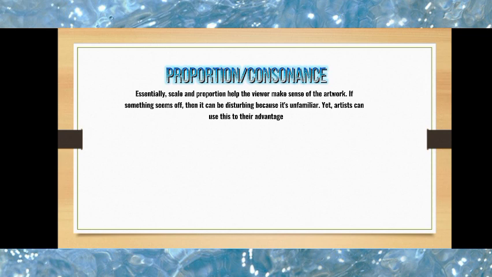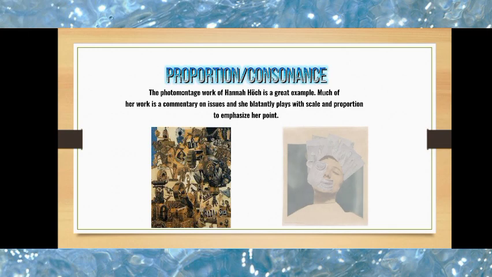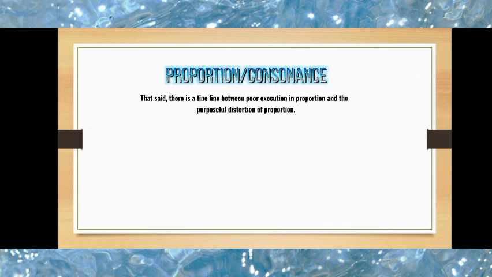Essentially, scale and proportion help the viewer make sense of the artwork. If something seems off, then it can be disturbing because it's unfamiliar. Yet artists can use this to their advantage as well. Some artists purposely distort proportions to give the work a certain feel or to relay a message. The photo montage work of Hannah Hoch is a great example. Much of her work is commentary on issues, and she blatantly plays with scale and proportion to emphasize her point.